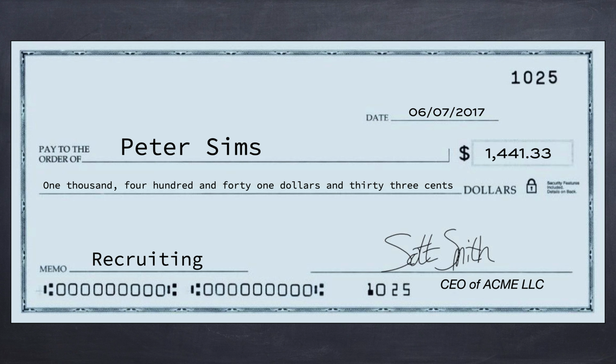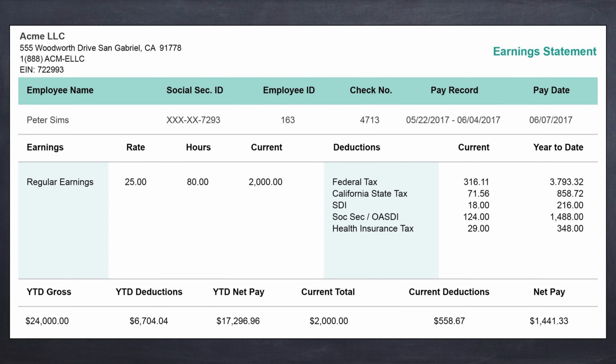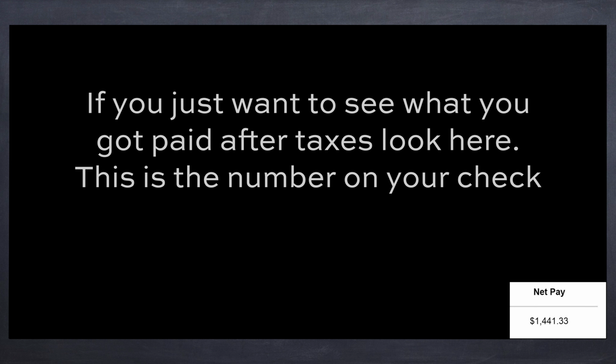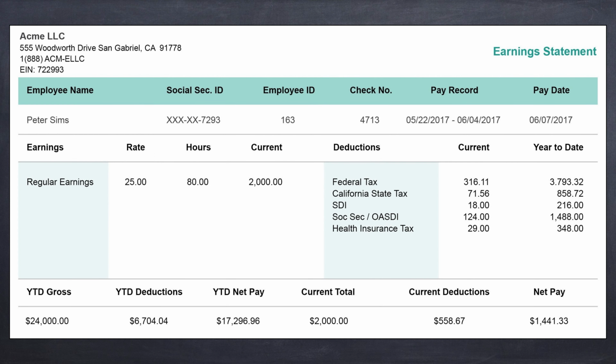And now let's look at what comes with it, which is an earnings statement. So if you just want to cut to the end and see how much money you get to put in your bank account, you can blank all that out and only worry about net pay. If you just want to see what you got paid after taxes, look right there, and notice again, that's the same number that's on the check. But there's a lot going on here, so we're going to break this up by sections.